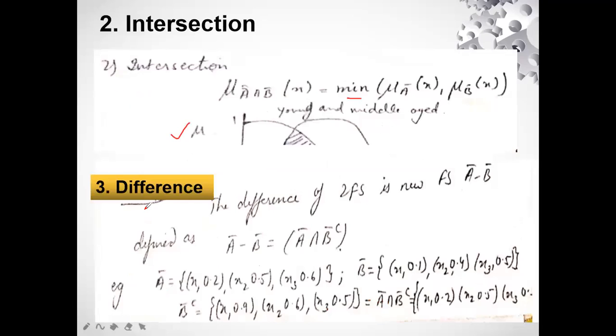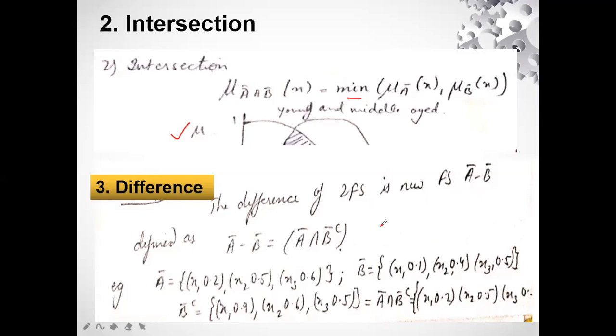Now moving to the third one. What is the third one? The third one is difference. We all know what difference is. Sorry, I'm sorry. Difference is when we talk about two fuzzy sets, A minus B. The formula is, when we talk about A bar minus B bar, it is equal to A bar intersection complement of B bar. Okay. Now what is complement?